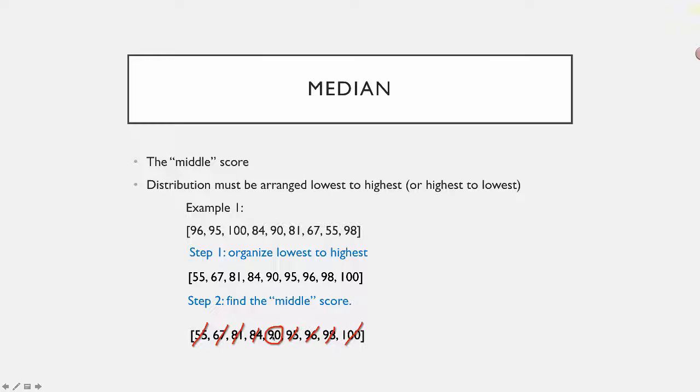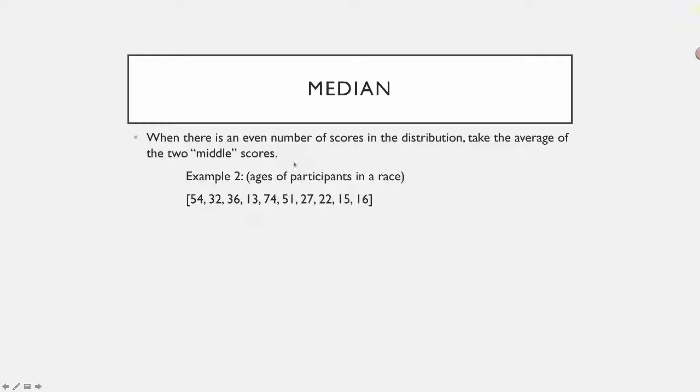Another way to find the middle number is to count an even number on each side. So you can see there's 4 numbers to the right of the 90 and 4 numbers to the left of the 90, so you know that is the middle number. So 90 is the median. Now here you can see we had 9 scores in this distribution, but sometimes you will have an even number of scores in the distribution. When there's an even number of scores in the distribution, you will take the average of the 2 middle scores.